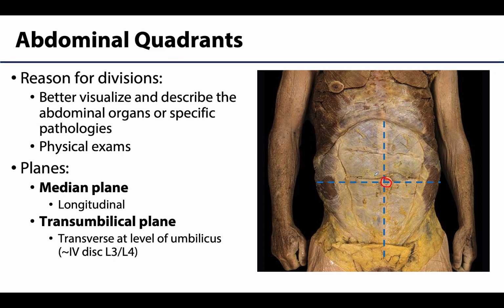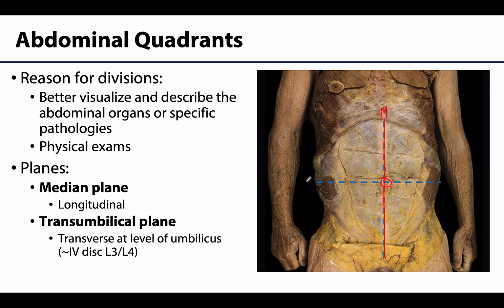And as we are talking quadrants, there are going to be two planes that are needed to create this. You have the trusty median plane that we discussed back in our first session. And this is that vertical plane that passes longitudinally through the midline of the body.